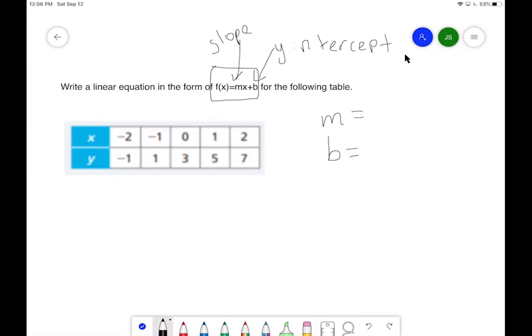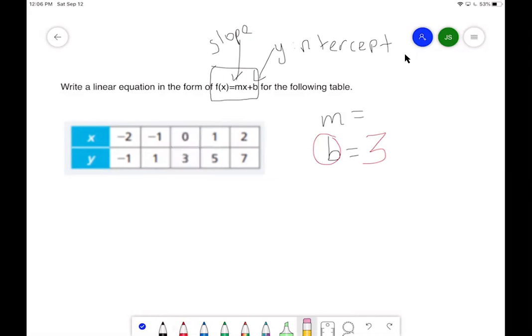So I like to start with the y-intercept, so I like to start with the b first, because it's the easiest one to see in a table, especially if you see that x is already equal to 0 at some point. So when x is equal to 0, that shows you underneath what your y-intercept is. So this is basically the y-intercept coordinate, but you only need to keep the 3 because that's exactly where your line will cross the y-axis. So the 3 represents your y-intercept. So that one was pretty easy to identify.